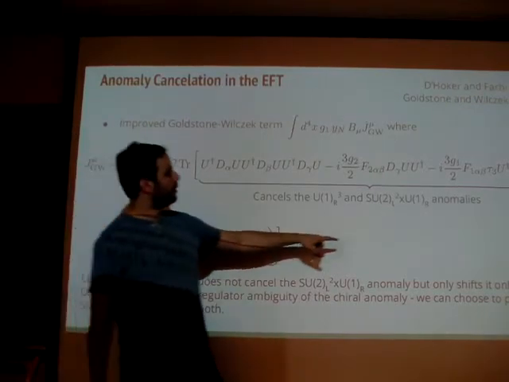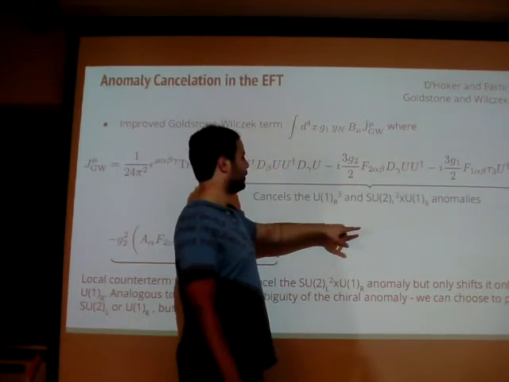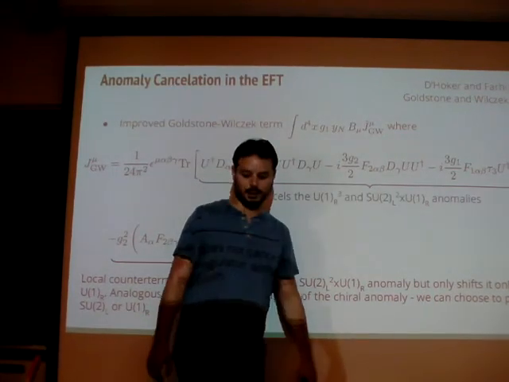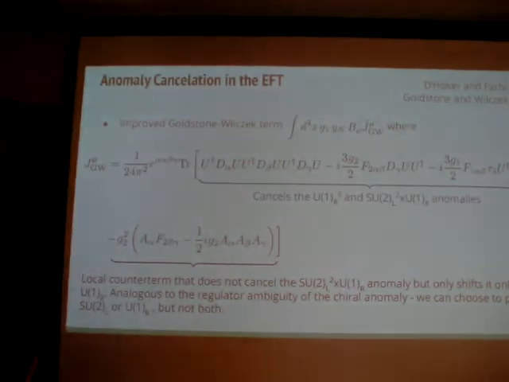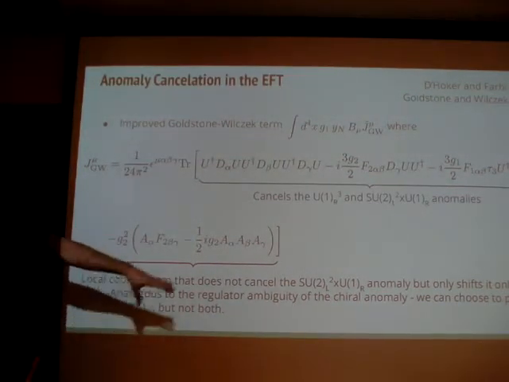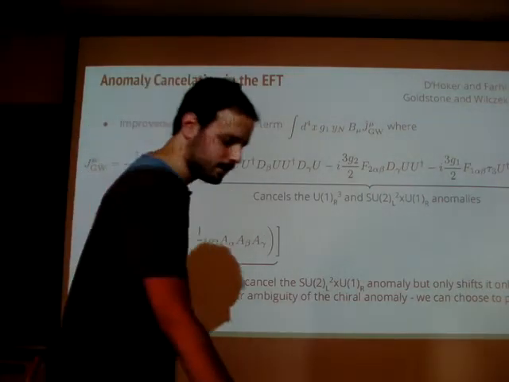And now we'll have this term here that will serve to cancel the violation of the U1 current from the SU2 business. So one of them shifts the violation to the U1, and these are the ones that actually cancel the U1 cubed and the mixed anomaly.